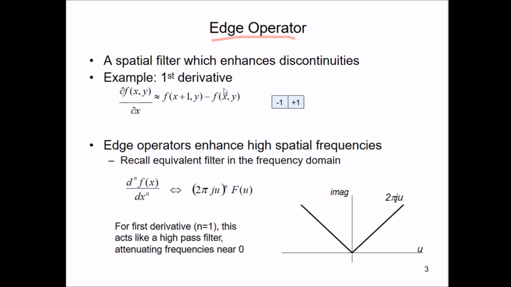For example, the first derivative, that is del f(x,y) by del x. This is equivalent to f(x+1,y) minus f(x,y), that is -1 and +1 in the form of a filter. These edge operators are employed to enhance the high spatial frequencies. We may recall the equivalent filter in the frequency domain. The n-th derivative, d^n f by dx^n, corresponds to (2 pi j u)^n F(u). So for the first derivative, that is n equal to 1, this acts like a high pass filter, attenuating frequencies which are near 0. This is the form of the edge operation.